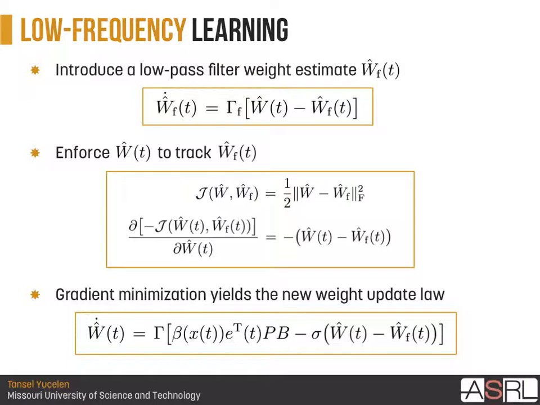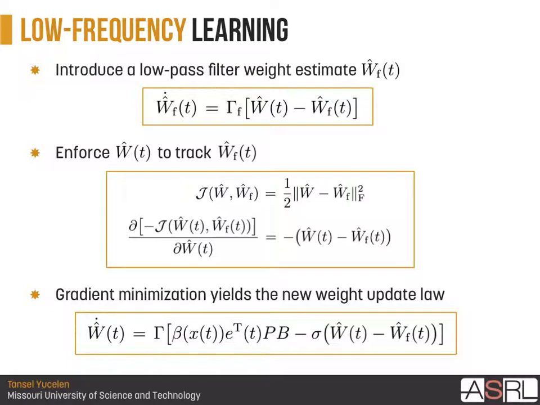So here I am introducing a low-pass filter for W hat F. This is a low-pass filter, provided that this is chosen to be small, such that it takes W hat, your weight estimate, as an input, and it produces W hat F as an output, basically a low-pass filtered version of the weight estimate.